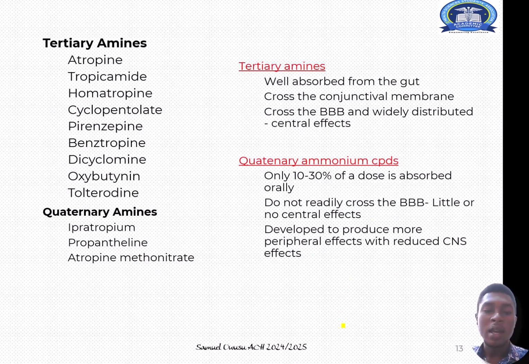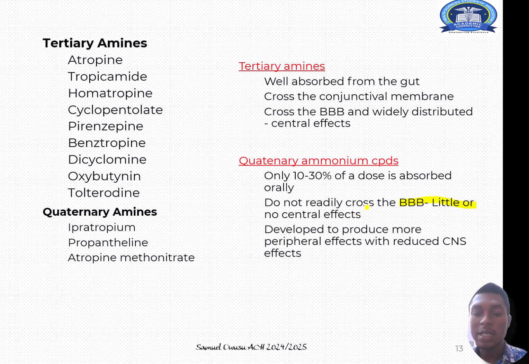Now the antagonists are also grouped into two. We have tertiary amines and then quaternary amines. The tertiary amines are atropine, tropicamide, scopolamine, cyclopentolate, pirenzepine, benztropine, the agents that we mentioned, and then the ones that are quaternary are ipratropium, propantheline, and atropine methonitrate. These ones are quaternary, and so they do not readily cross the blood-brain barrier, and so they tend to cause little to no CNS effects. Okay, but they do produce more peripheral effects with reduced CNS effects.